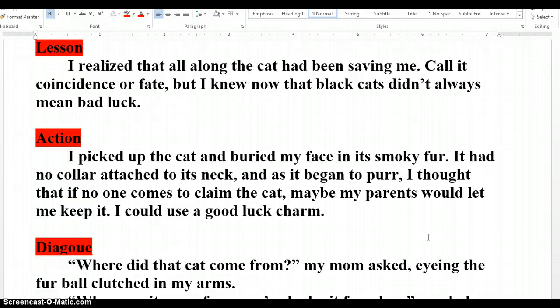I could end with action. "I picked up the cat and buried my face in its smoky fur. It had no collar attached to its neck, and as it began to purr, I thought that if no one comes to claim the cat, maybe my parents would let me keep it. I could use a good luck charm."